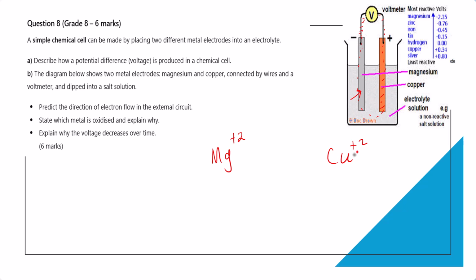Copper will also release electrons as well, but it's not going to release as quickly as magnesium. So the one that is more reactive is the one that's going to release faster and quicker, and the electrons are going to flow from it to the other side because it's the first one to release. And that is basically what the current is.